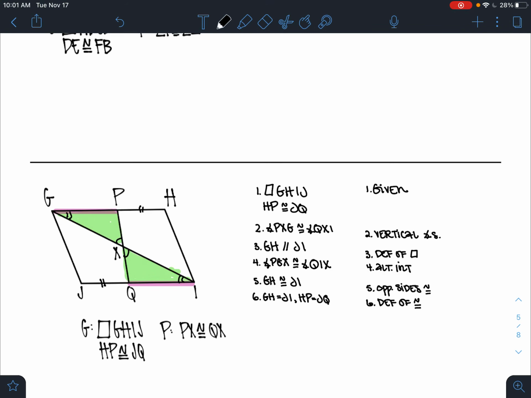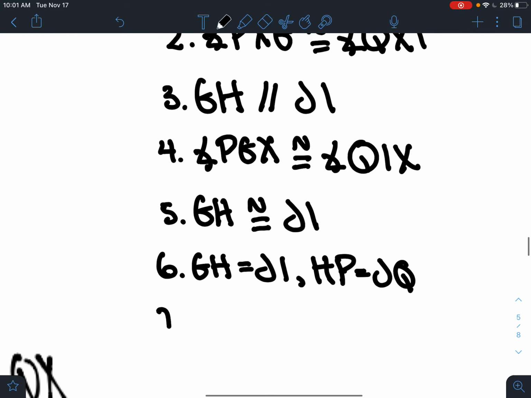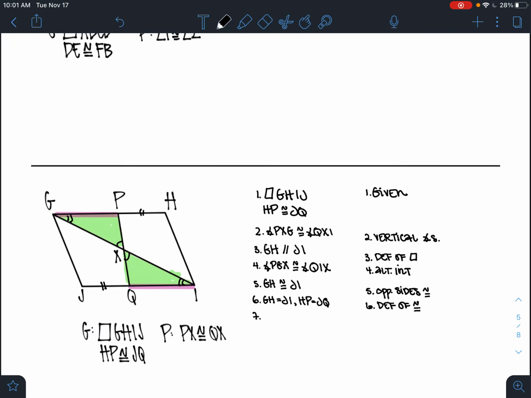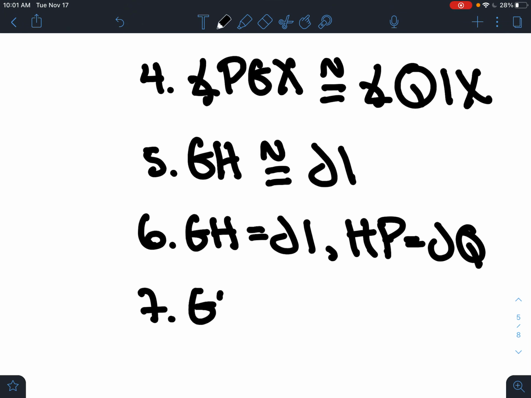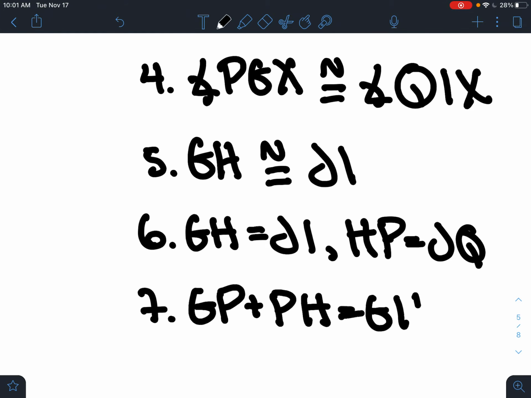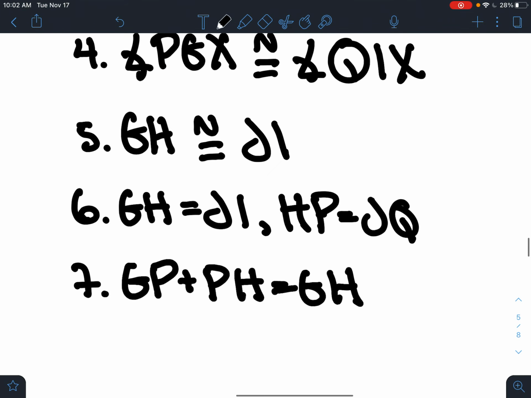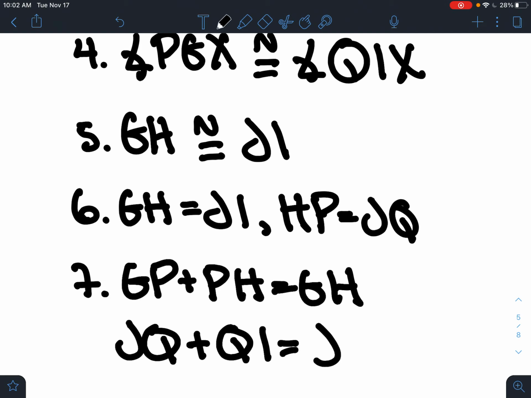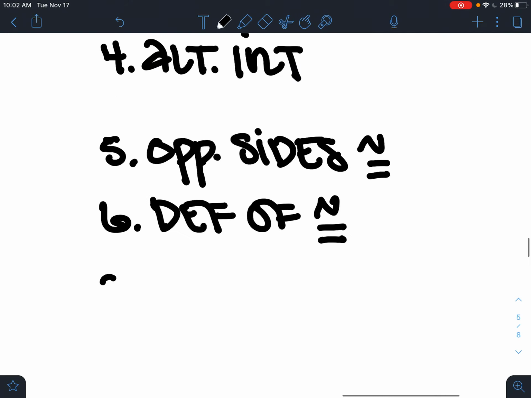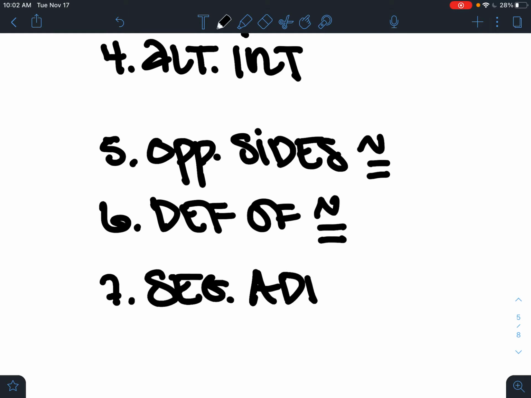So we're going to use segment addition now in order to prove that GP and QI are congruent. So I'm going to use segment addition for GH. So I'm going to do GP plus PH equals GH. And then I'm going to do JQ plus QI equals JI. And so that's through segment addition.